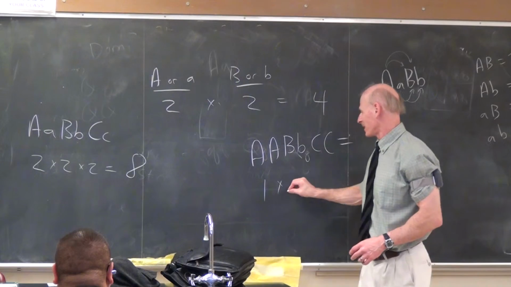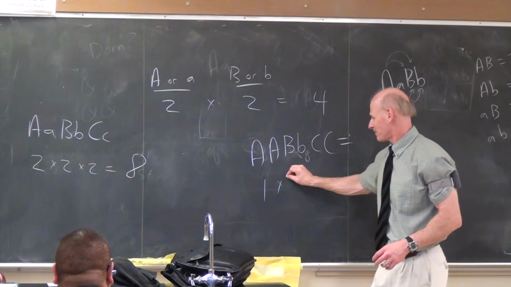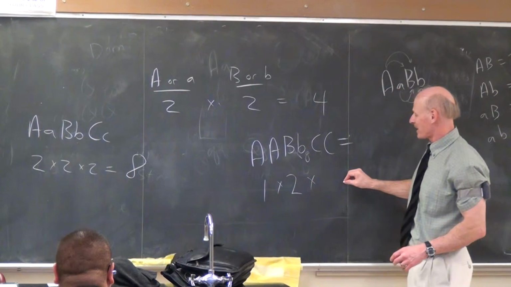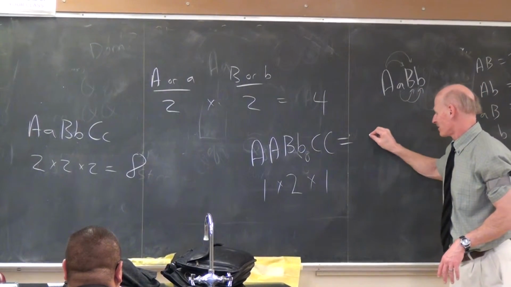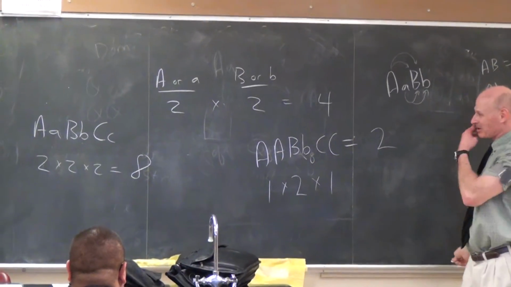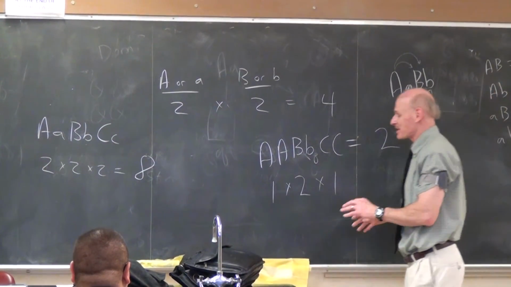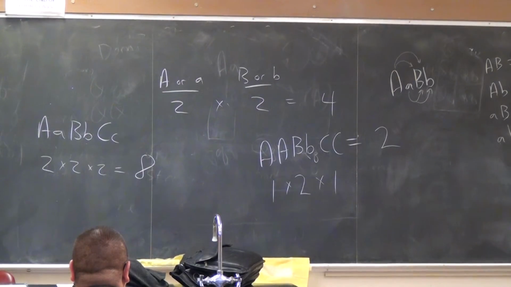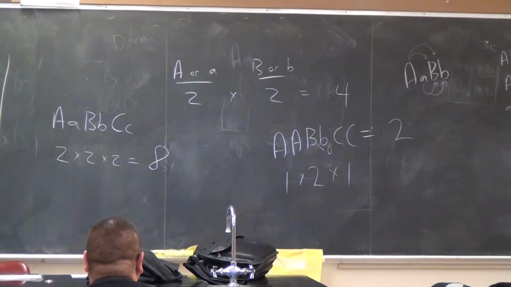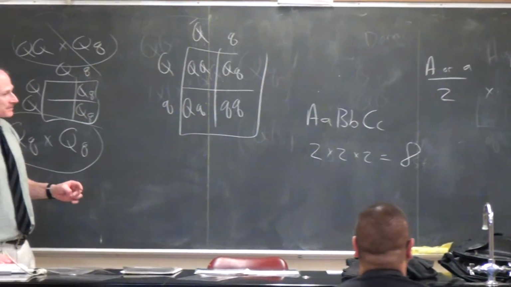How many different types of alleles could they get for the B gene? 2. How many different alleles could they get for the C gene? 1. Just big C. And so it comes out to, if we just focus on those 3 genes, she can only make 2 types of eggs. Big A, big B, big C, or big A, little b, big C.